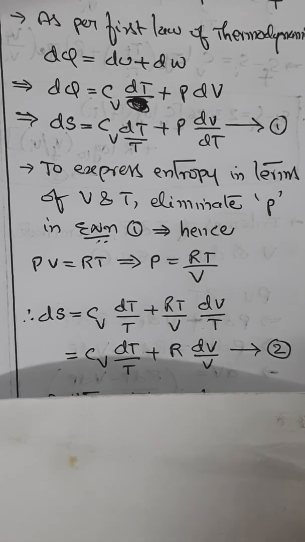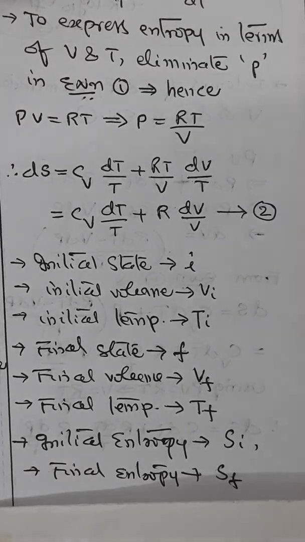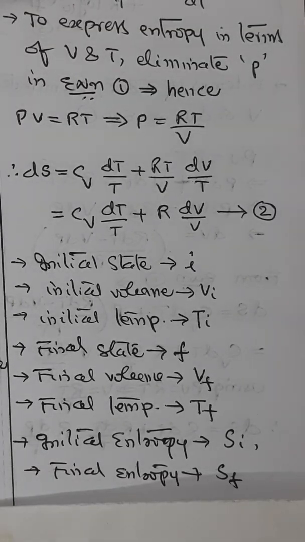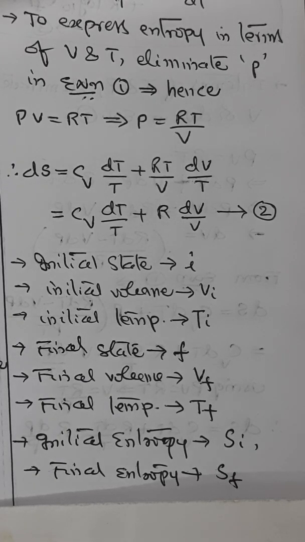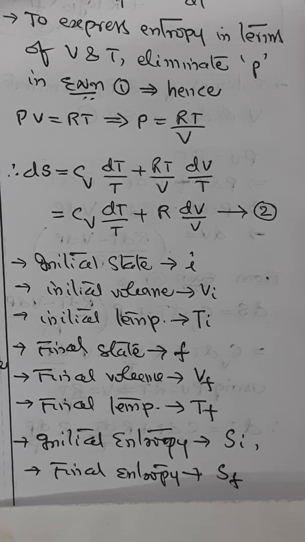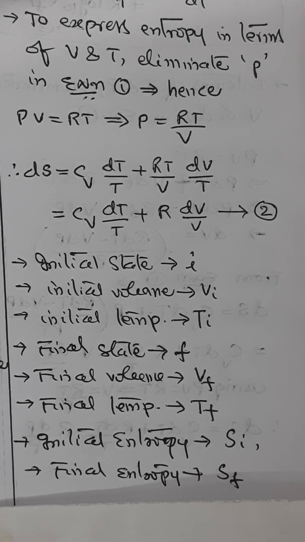So in this situation, we shall calculate the change in entropy between the initial and final states, with the consideration that the gas is changing from an initial state to a final state. Let the initial state be represented as I. Therefore, initial volume is taken as Vi, initial temperature as Ti, final state as F, final volume as Vf, final temperature as Tf, with initial entropy as Si and final entropy as Sf.